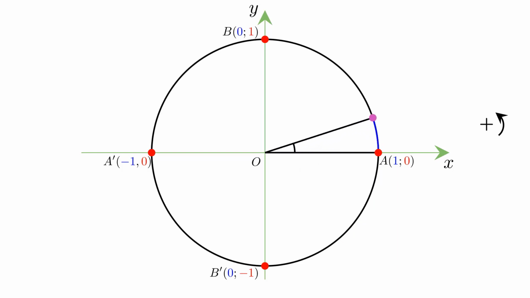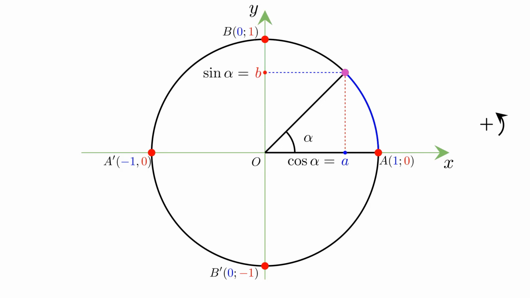After the dot moves and creates an angle alpha, project perpendicularly onto the horizontal axis to find its horizontal coordinate. Let's assume the horizontal coordinate of the dot is A. Then, A is the value of cosine of alpha. Project perpendicularly onto the vertical axis to find its vertical coordinate. If the vertical coordinate of the dot is B, then B is the value of sine of alpha.